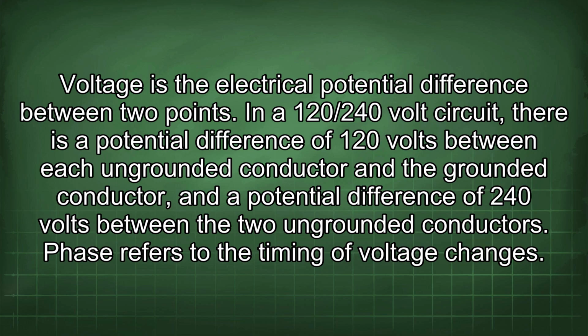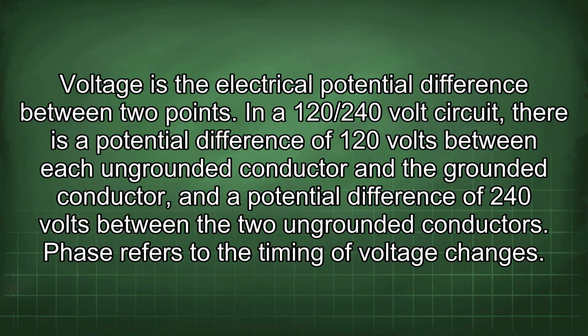In a 120/240 volt circuit, there is a potential difference of 120 volts between each ungrounded conductor and the grounded conductor, and a potential difference of 240 volts between the 2 ungrounded conductors.